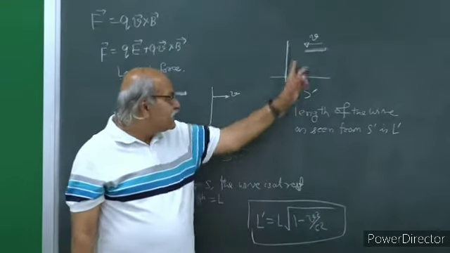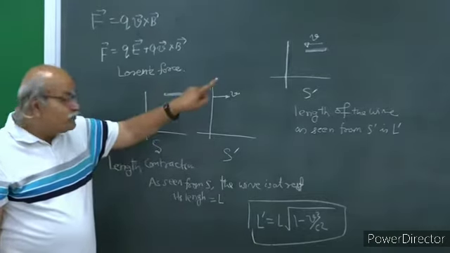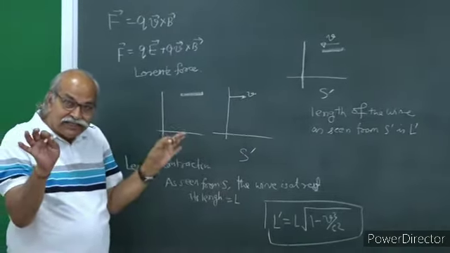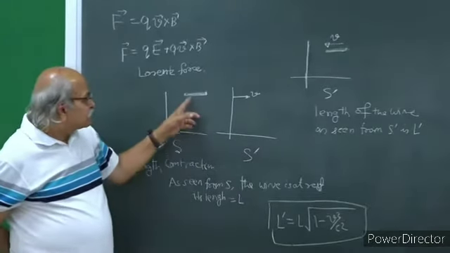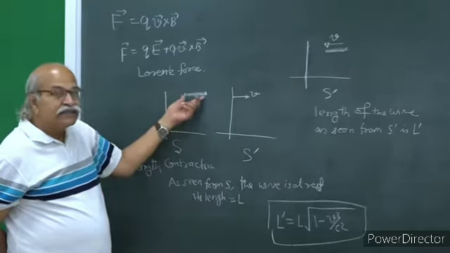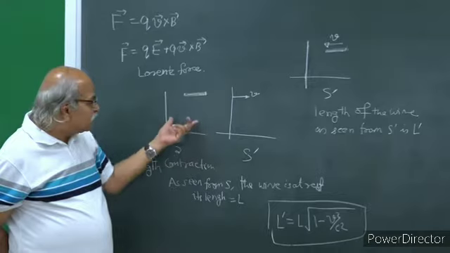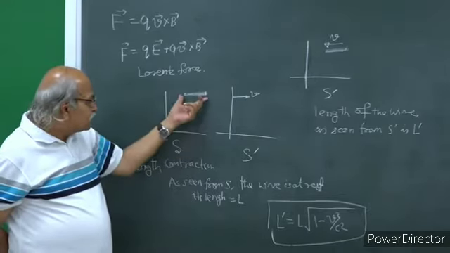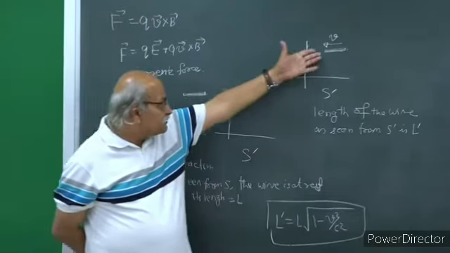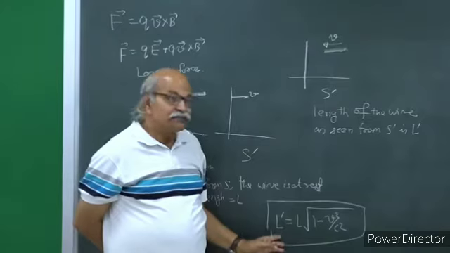L prime is the length, and what is this L? L is that same wire, the same object, the same length that you are measuring with respect to a frame in which that wire is at rest. We can call it the rest frame. In the rest frame, the length is L, and in this other frame in which this wire is moving, it is L prime.